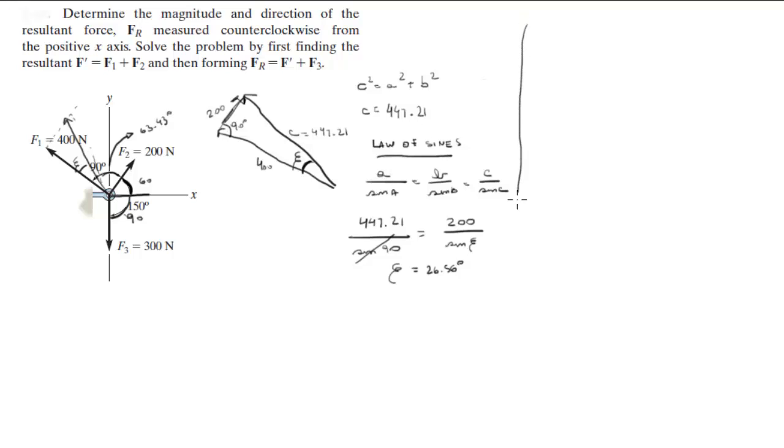Now that I have all this information, I'm going to redraw that segment. This is the force you just calculated, which we'll call F prime, which is equal to 447.21. This is the third force that we're supposed to add to this force, which is 300. And we just figured out a bunch of angles that adding them up will allow us to figure out this angle right here. Now look, we got 63.43 right here, plus 60 plus 90.